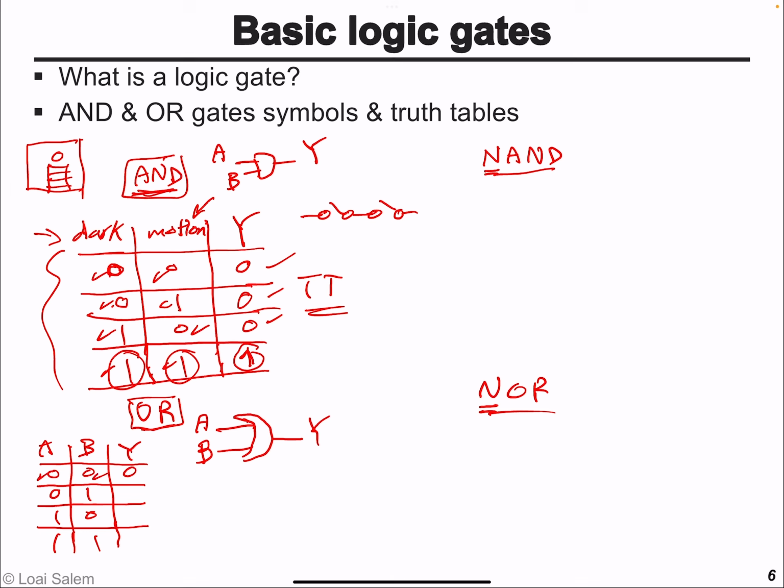Okay? So notice the difference between the OR and the AND gate. The AND gate produces 1 only when both inputs are 1. The OR function produces 0 only when both inputs are 0. Now, the NAND function.